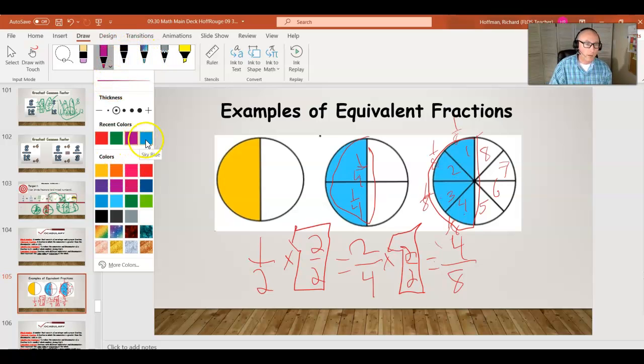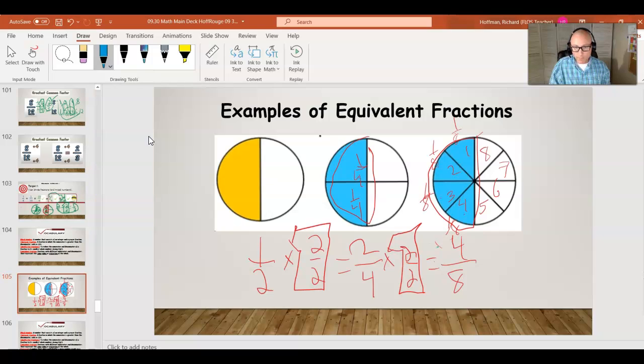Let's pick a different color. Let's pick this really nice almost teal blue. We do the opposite. If we multiply to get there, now we're going to divide to go backwards. 4 divided by 2 is 2. 8 divided by 2 is 4. Now we have lower terms. Can we get any lower? How low can you go?